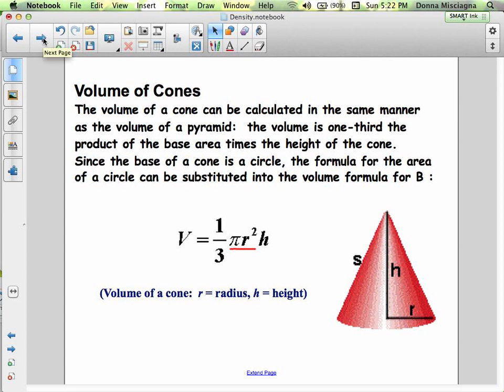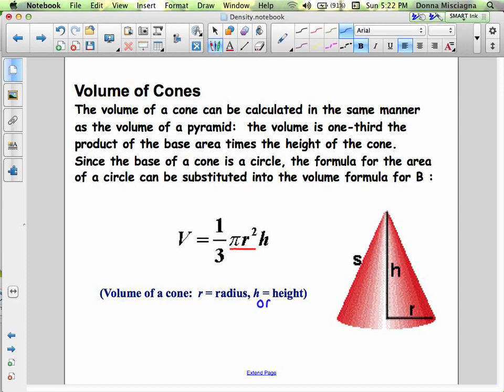So the volume of a cone can be calculated in the same manner as the volume of a pyramid. The volume is 1/3 the product of the base area times the height of the cone. Since the base of a cone is a circle, the formula for the area of a circle can be substituted into the volume formula for the area of the base. So the volume formula for a cone is 1/3 pi r squared times height, where r is the radius and h is the height of the cone. So if you thought cylinders were easy, it's the same formula, just dividing by 3.